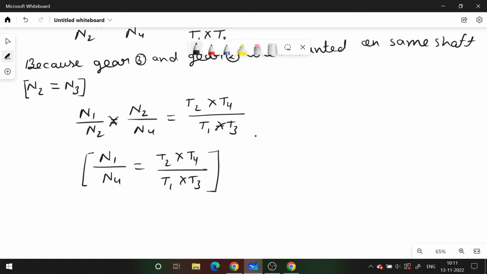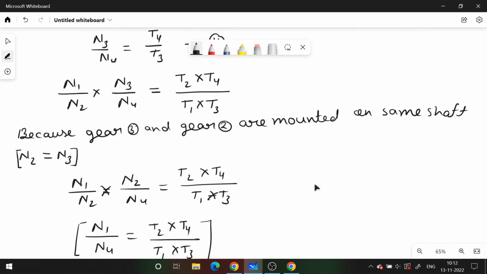Here the ratio of the speed of the driver gear to the speed of the driven gear is equal to the number of teeth of gear 2 into the number of teeth of gear 4 divided by T1 into T3.